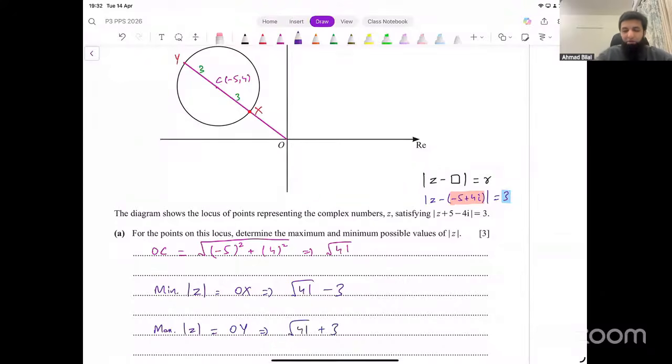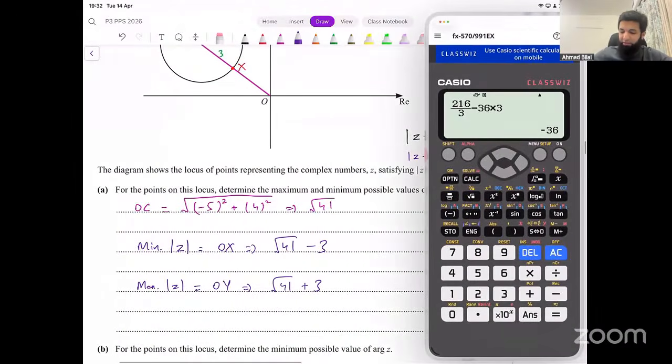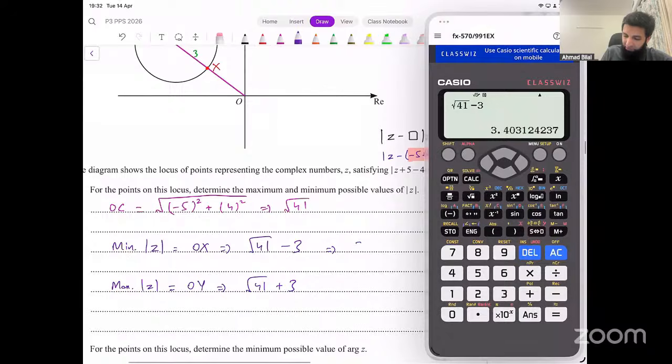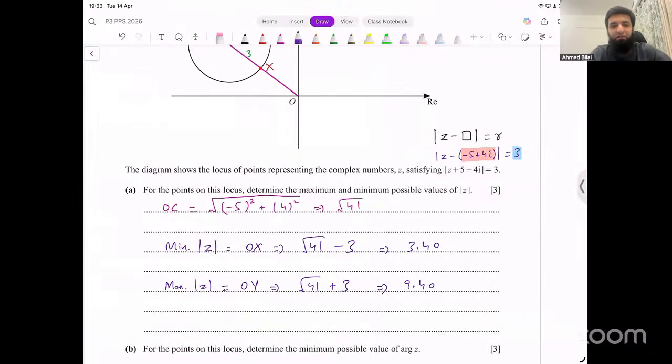That's the maximum value. If they wanted exact answers, you could leave it as it is. In this case, they have not specified exact or decimals. You can write decimals as well. That's also fine. Square root of 41 minus 3 gives us 3.40 to 3 significant figures. And then the other one gives us 9.40 to 3 significant figures. That's the least value of modulus and the greatest value of modulus.